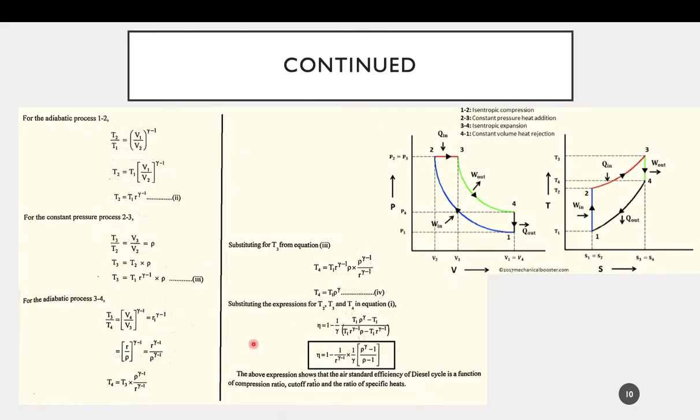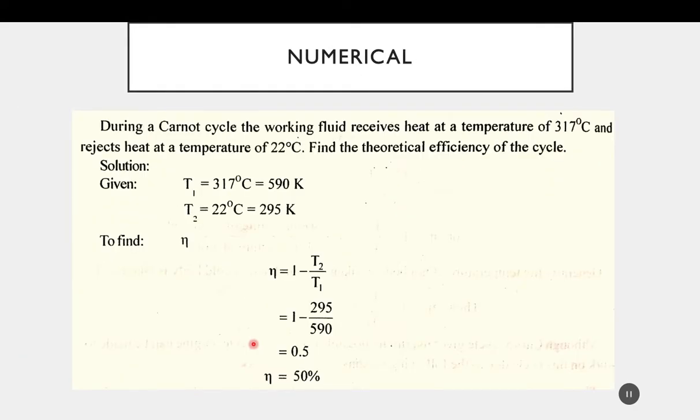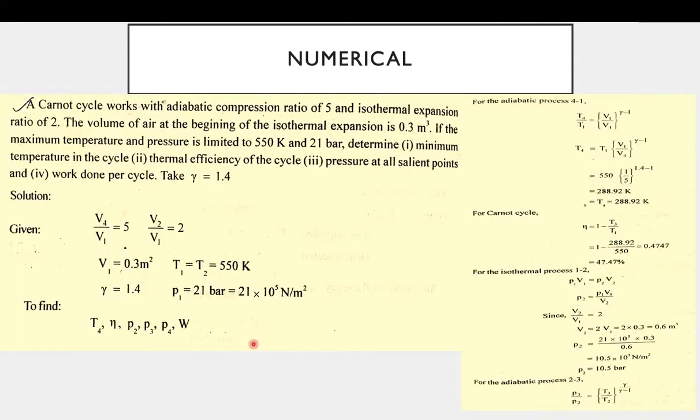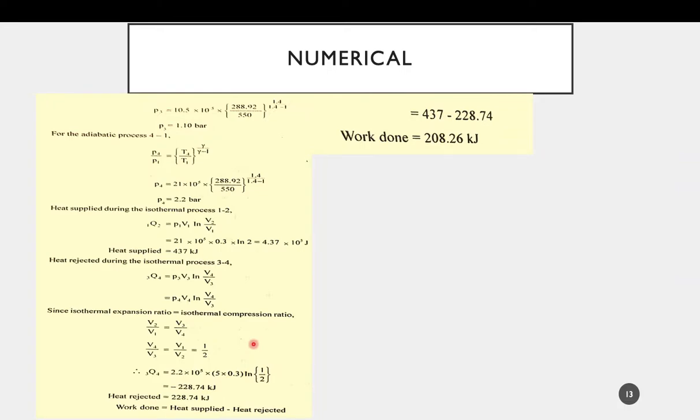Now we'll quickly see a problem. We have already discussed this problem on Carnot cycle. I hope this problem is clear. This is a very simple problem on Carnot cycle, a direct use of the expression. We have already discussed this in the last class, and we have also seen this problem regarding Carnot cycle. You may just go through the problem once again. This is the solution for the Carnot cycle problem.